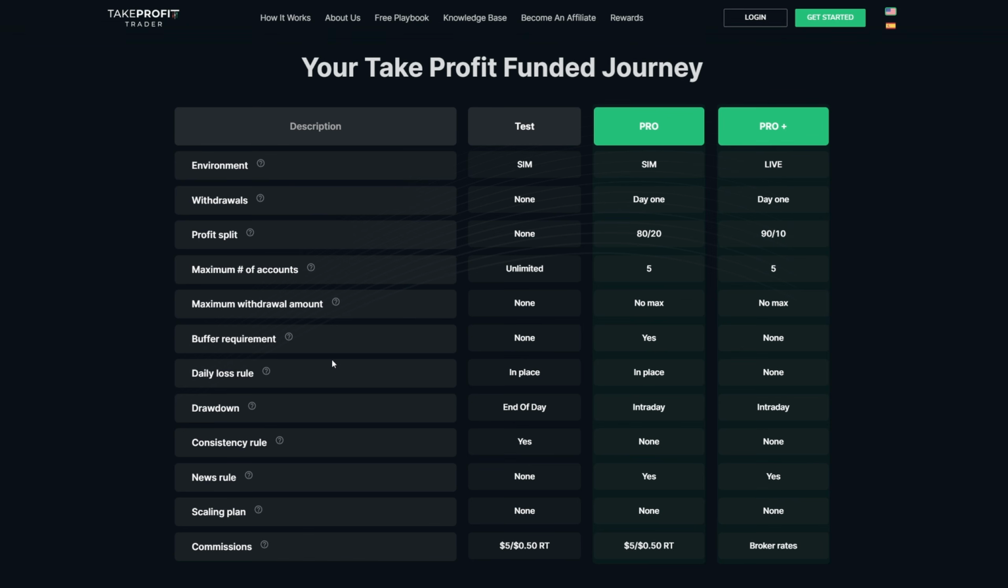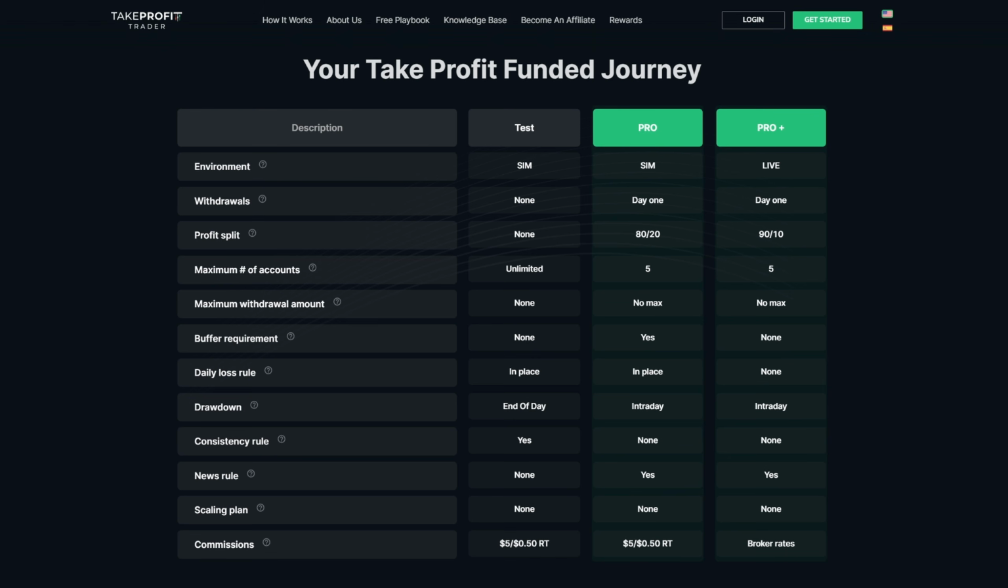However, that brings us to the next pro. If you look at the consistency rule right down here, you can see in the test phase, yes, we have the consistency rule. But once we get into a live sim account, there is no consistency rule. In the Pro Plus account, no consistency rule. With Apex and My Fund and Futures and some other prop firms out there, there is a consistency rule once you're in a funded account. With Take Profit Trader, that no longer exists. It's only for the evaluation phase.